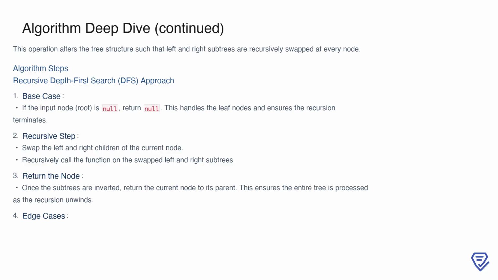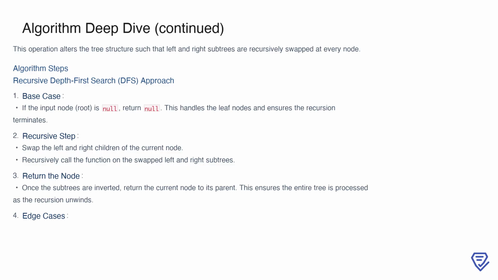After the swap, we recursively call the function on the swapped left and right subtrees. Finally, we return the current node, ensuring that each parent node receives its inverted subtree as the recursion unwinds. This step-by-step approach guarantees that the entire tree is inverted correctly.